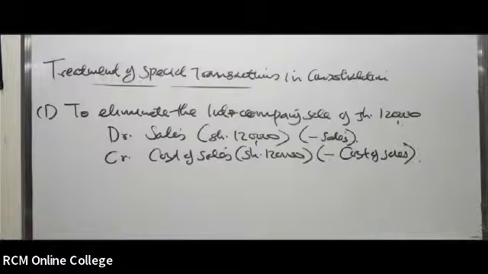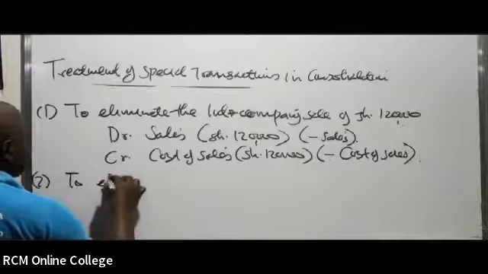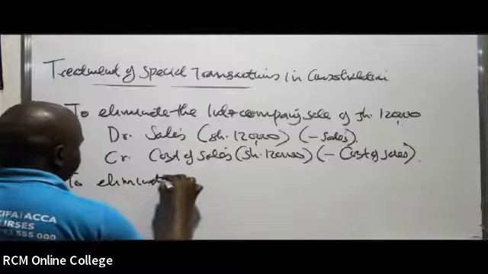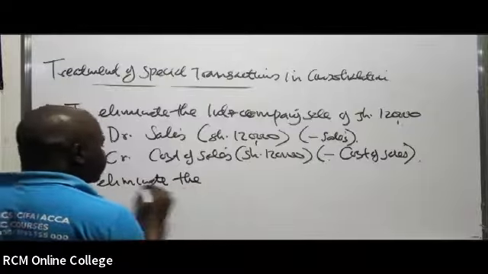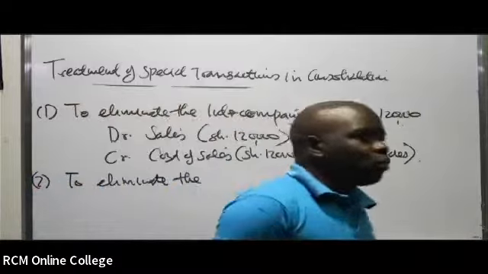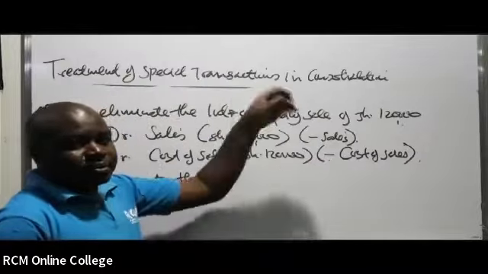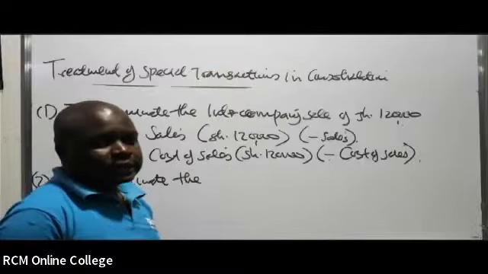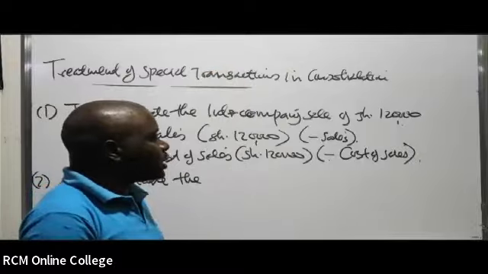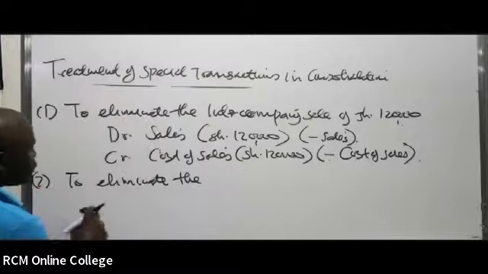Then you write, number two, to eliminate the unrealized profit on the closing inventory, because that's how you treat unrealized profit. They sold to a member of the group goods worth 120,000, but these goods are still in stock. That member of the group has not disposed of them. They are still in the closing stock, so a profit has not yet been realized on these goods. This is the unrealized profit on the closing inventory.